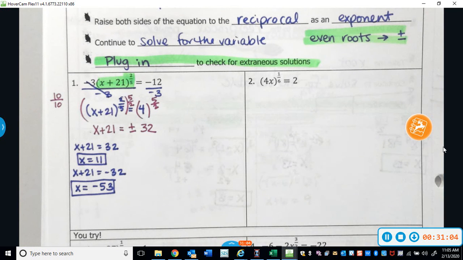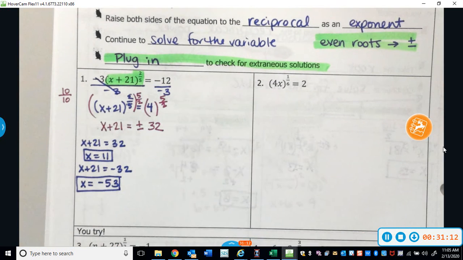All right, so take a little bit of time just to check these. Remember, when you're checking, you're not moving things across the equal sign. You're just simplifying to see, do both of these really give you an answer of negative 12 when you're working?